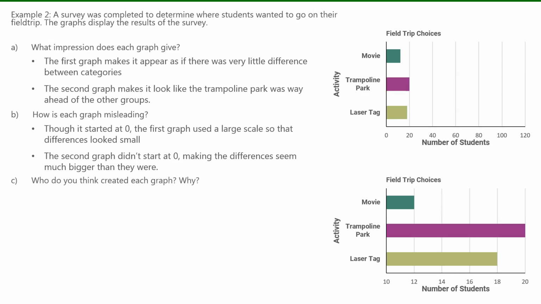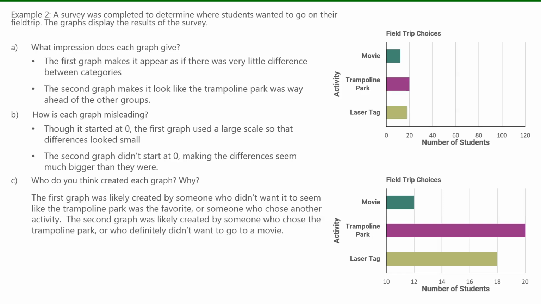Who do you think created each graph and why? Well, the first graph was likely created by someone who didn't want it to seem like the trampoline park was the favorite, or maybe someone who chose a different activity. The second graph was likely created by someone who chose the trampoline park, or who definitely didn't want to attend a movie, so they were trying to make the movie category look extremely small, like nobody really chose it.